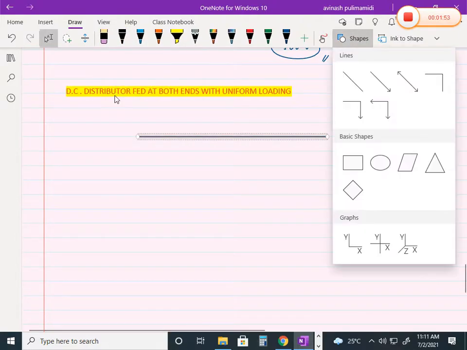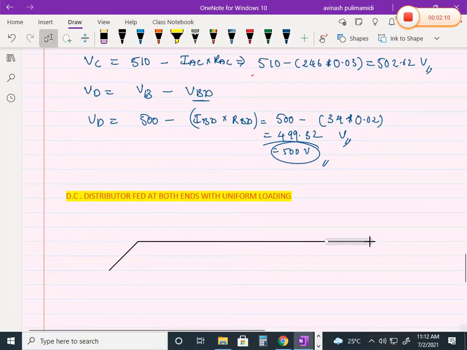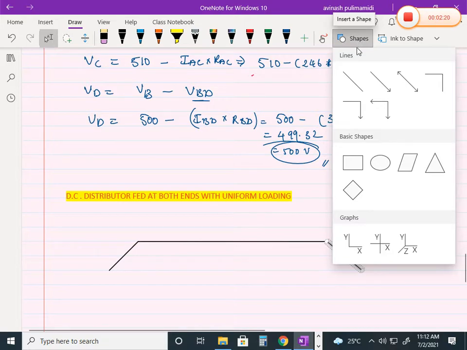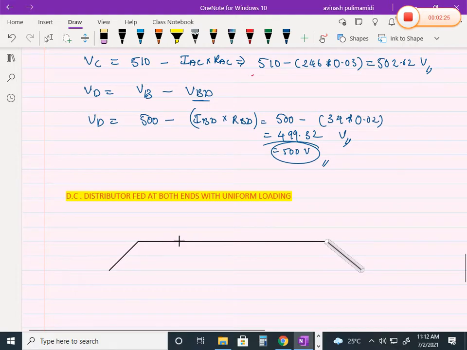In the same way, another line here. Distributor fed at both ends. So we have to write here one, and this is the other end. Now let us take the tappings here. Let us take a few tappings. First one.